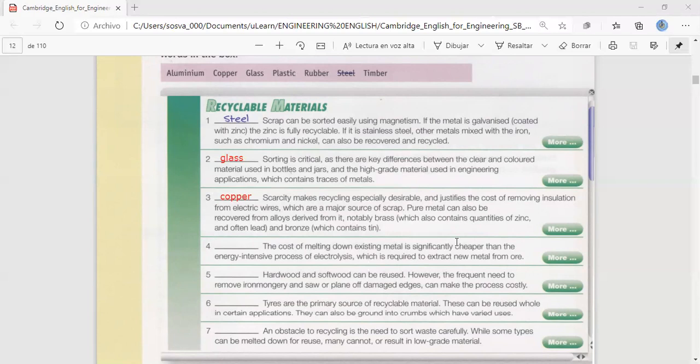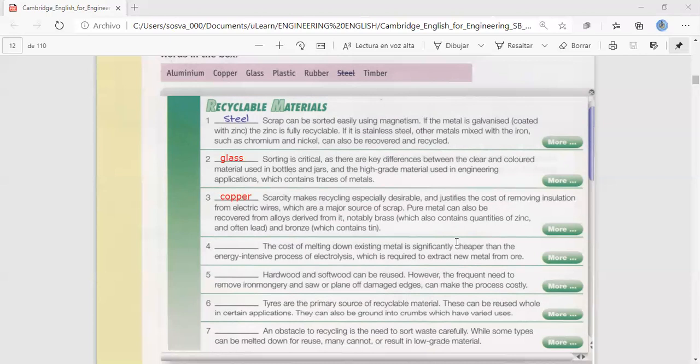Could you please read the next one? Okay, the following is: the cost of melting down existing metal is significantly cheaper than the energy-intensive process of electrolysis, which is required to extract new metal from ore. Ore, that means mineral. So in this case, it's melted down metal.